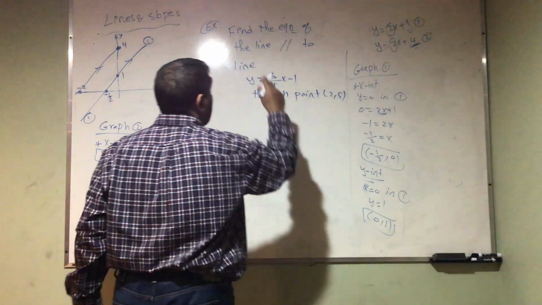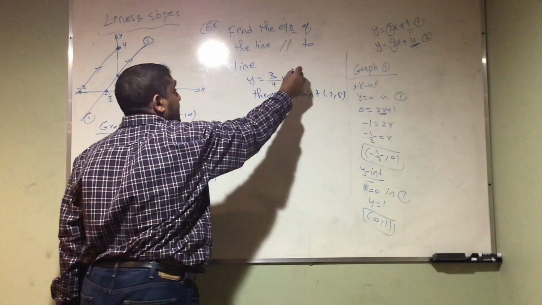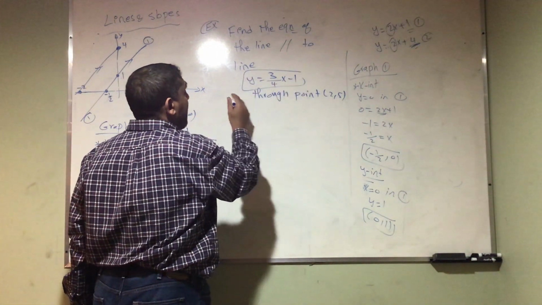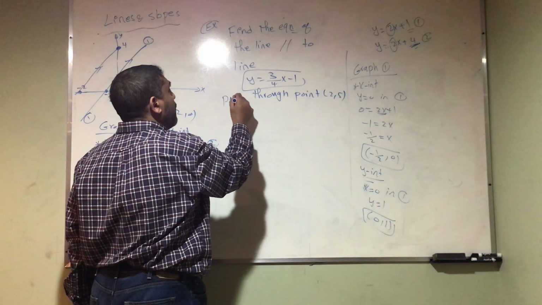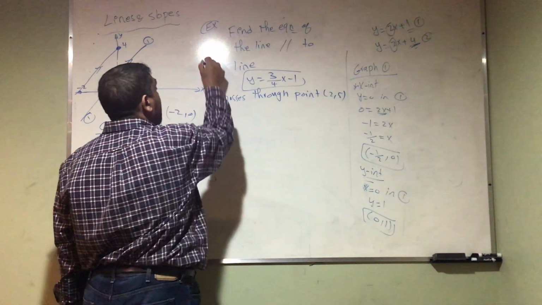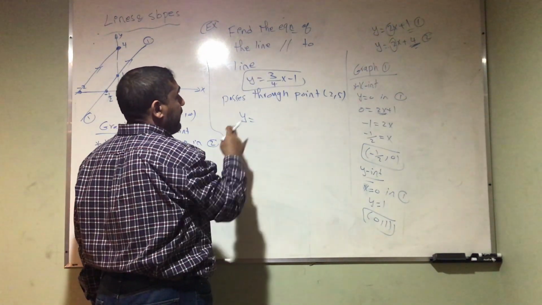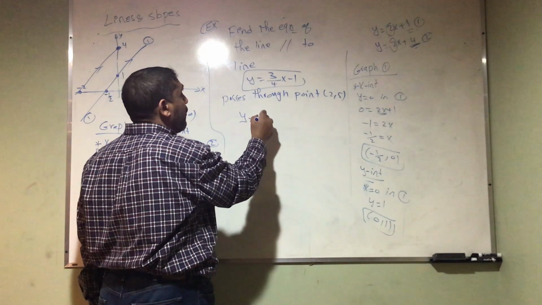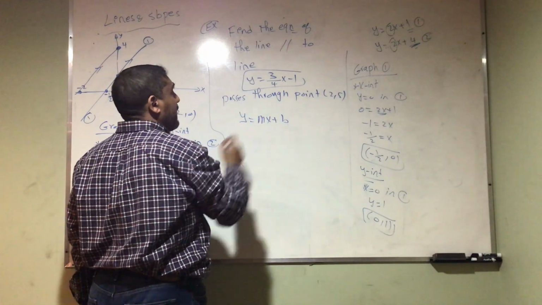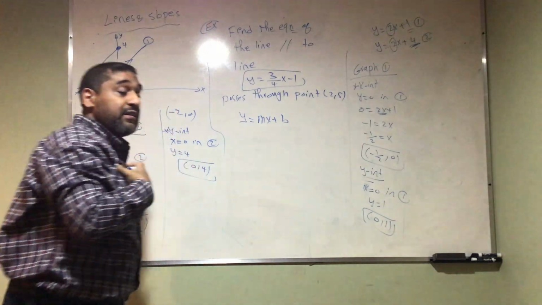So what's going on here? They tell you to find the equation of the line parallel to the given line, and the line passes through the point (2, 5). All right, guys. So now, which line do you need to find? The equation of the line I need to find, I call it mx plus b. That is the equation of the line I need to find.